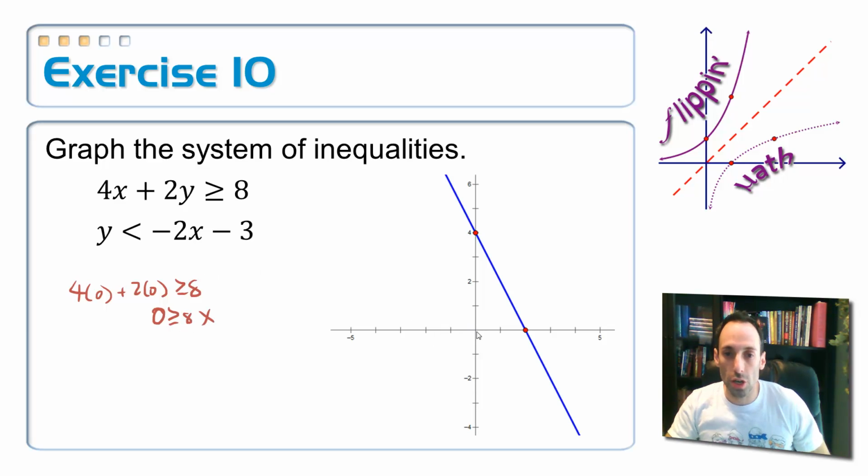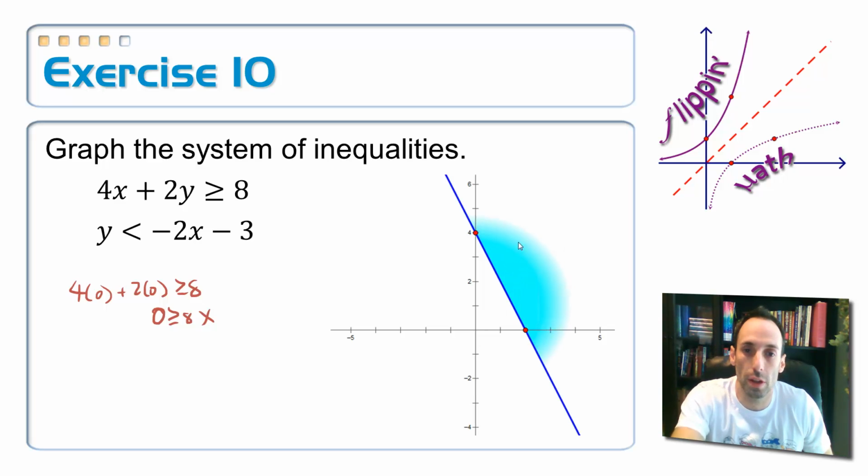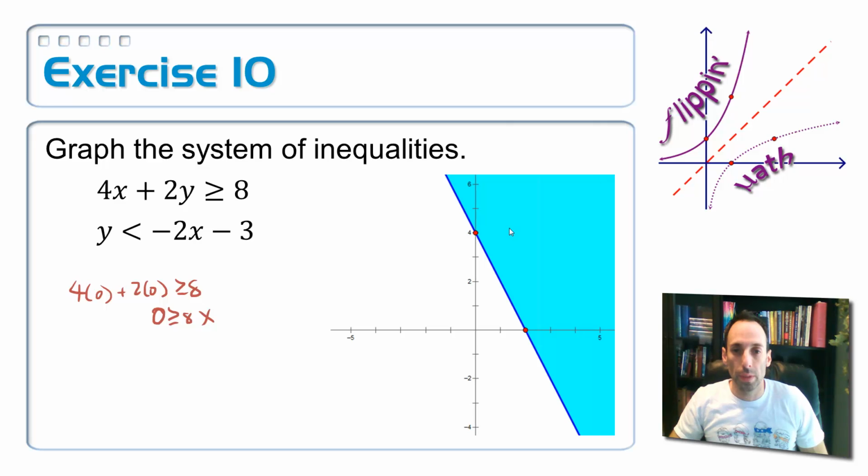So I do not shade the part with the origin. I have to shade the other part. I'm going to shade up above the line. Okay. Next one.